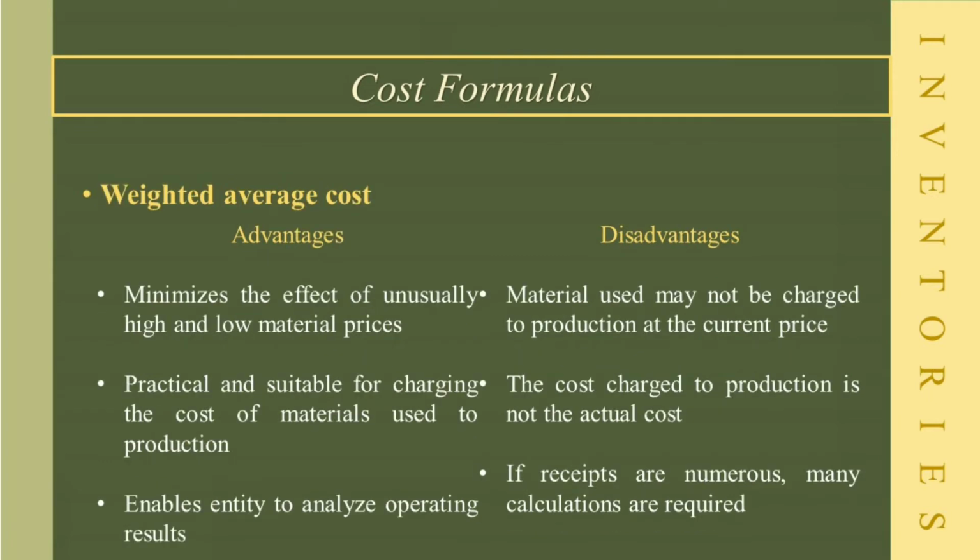The advantages of weighted average cost, on the other hand, is that it minimizes the effect of unusually high and low material prices. It is also practical and suitable for charging the cost of materials used to production and enables the entity to analyze operating results. It has disadvantages wherein material used may not be charged to production at the current price. The cost charged to production is not the actual cost, and if the receipts are numerous, many calculations are required.